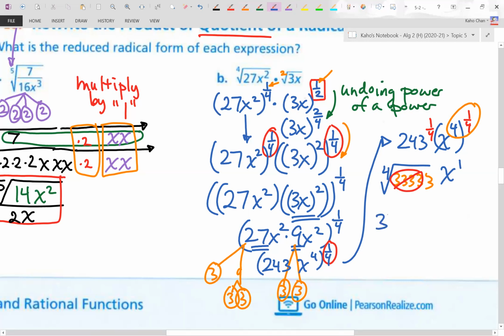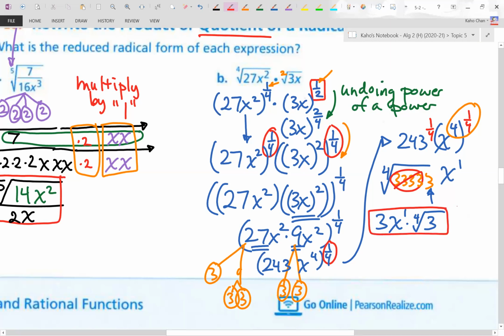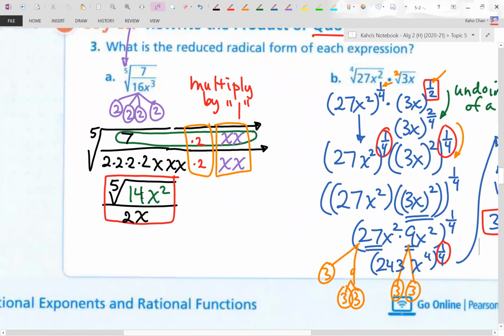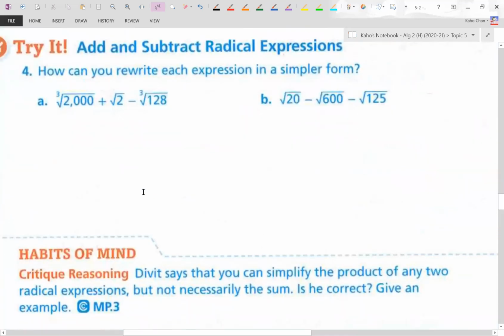We have an extra 3 underneath the 4th root. And there's your answer, ladies and gentlemen. After all that work, that's a crazy problem. 3x times the 4th root of 3 is your answer. Okay? Next page. Thanks for hanging in there. All this stuff gets a little more complicated at the Algebra 2 level.